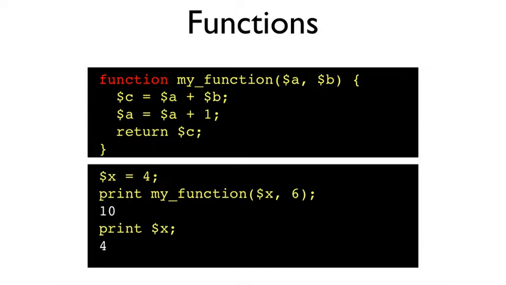Also inside of our function, we have the value of a being set to a plus 1. So inside of the function, the value of a will be 5. However, that a variable only exists inside the scope of our function. Thus, when we print x after our function call, it's still equal to the number 4.